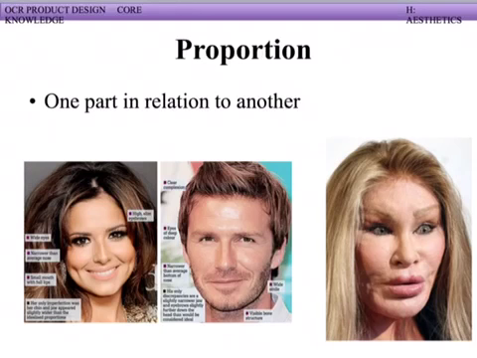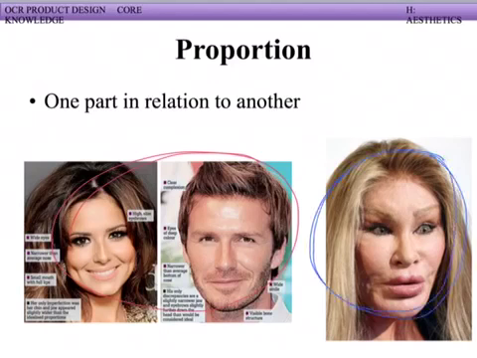Proportion is also important in product design. The examples here are supposed to be the two most well-proportioned human faces. Proportion relates to the relationship of the distances between certain parts, such as the length of the nose and the width of the eyes. Unfortunately, some people pursue this proportion and get it wrong.